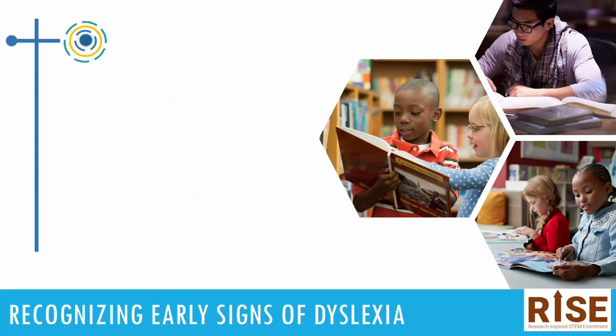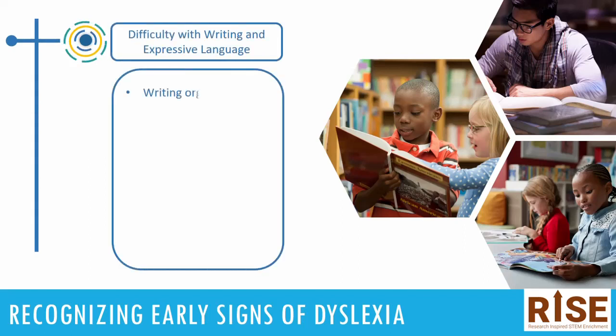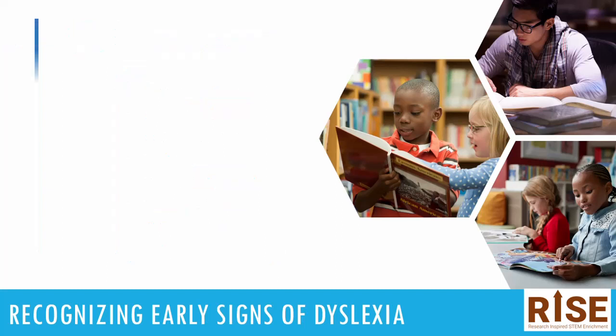Difficulty with writing and expressive language. Challenges in organizing thoughts coherently in writing, along with difficulties in grammar and sentence structure, may indicate difficulties in translating ideas onto paper. Dyslexia can affect the frontal operculum, contributing to difficulties in phonological processing and speech production. These challenges impact the child's ability to express themselves effectively in writing, hindering their overall written communication skills.